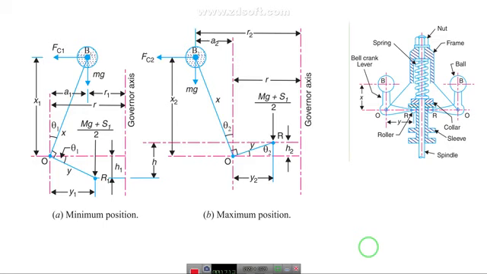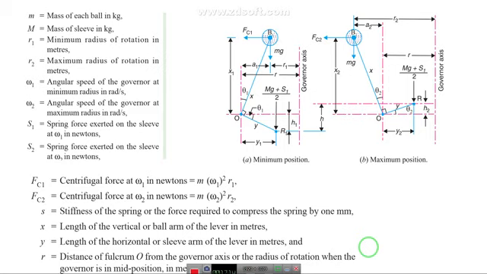Measured from the governor axis, here the notations are given. Already we know that small m is the mass of each ball, in kg, and capital M is the mass of the sleeve, also in kg. R1 is the minimum distance from the rotation axis, in meters, and R2 is the maximum radius from the rotation axis, also in meters.